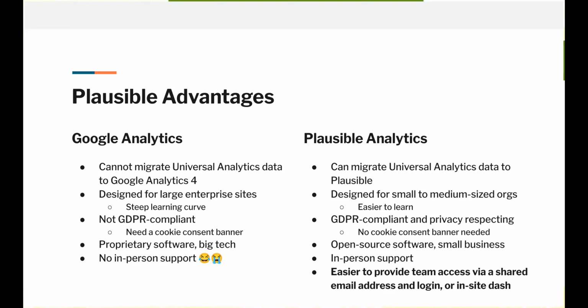And if you've ever tried to get some assistance with a question about any sort of Google service, there's no in-person support. So you're really just at the mercy of help documents and web forums and other people who are using Google products. Whereas Plausible is a team that is very responsive.